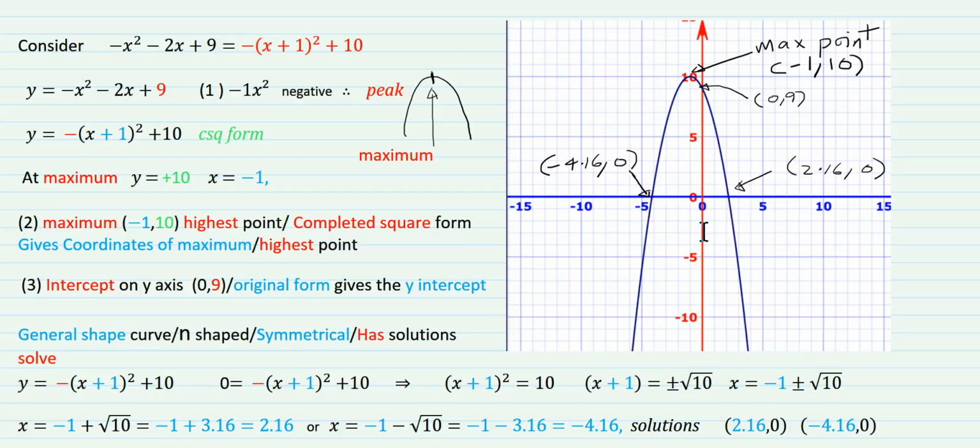So since it cuts the x-axis twice, it has two solutions. One here and one here. And these are the coordinates. The coordinates of this is 2.16 and here is minus 4.16.